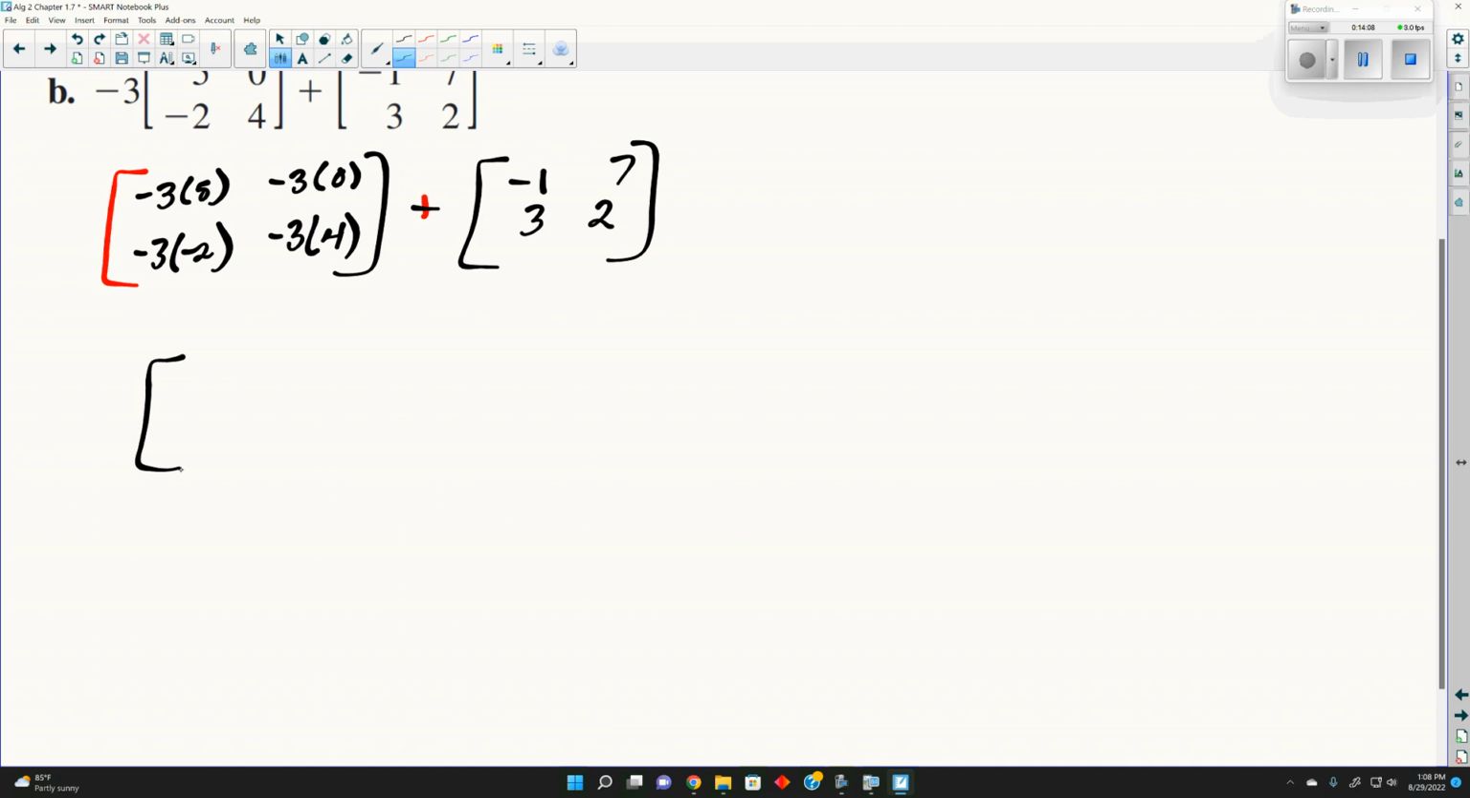Yes, because it's only affecting the ones it's in front of. Now, if it had parentheses around the 2, then it would go to both. But at that point, if there's parentheses around it, we would add them and then multiply it in. Now, if we do this here, negative 3 times 5 is going to be negative 15, 0, 6, and negative 12.